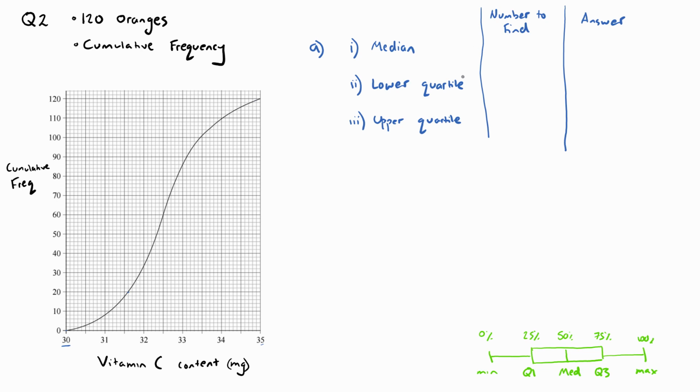Now, to find the median, lower quartile, and upper quartile, we first need to find the number that we need to find, and then that will give us our actual answer. So there's 2 steps to this. I'll walk this through now. So the median, we have 120 oranges. So that is an even set of data. Now, for an even set of data, the median will sit between the 2 middle numbers. So this will be between the 60th and 61st number.